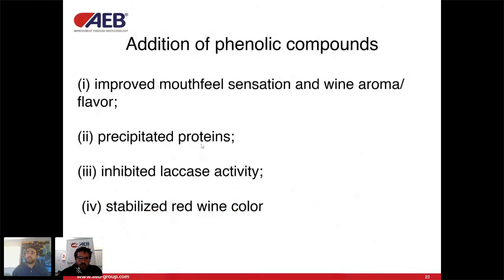So the first thing is a product that adds phenolic compounds to the wine, and this addition of phenolic compounds can improve the mouthfeel and the wine aromas, and can help precipitate the protein. They can inhibit some undesirable enzymes, and they can help stabilize the red wine color too.